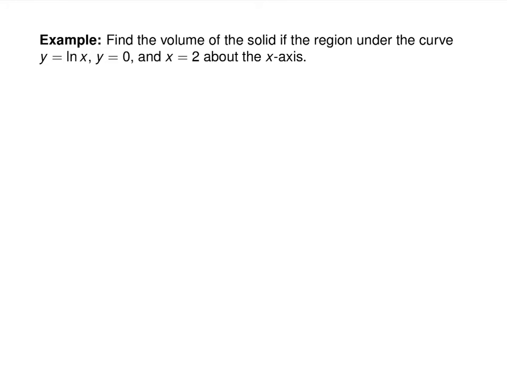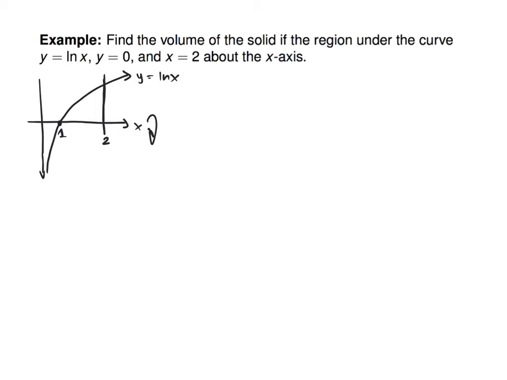So y equals ln x, y equals 0, x equals 2, about the x-axis. All right, so you have to know a little bit about what y equals ln x looks like. Where does y equals ln of x intersect the x-axis? At 1. And it has a vertical asymptote at the y-axis and looks like that-ish. Okay, so y equals 0 tells us one bound is the x-axis. x equals 2 gives us this right bound. And we're going to spin it about the x-axis.